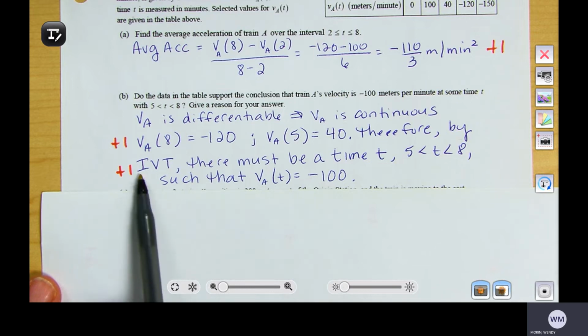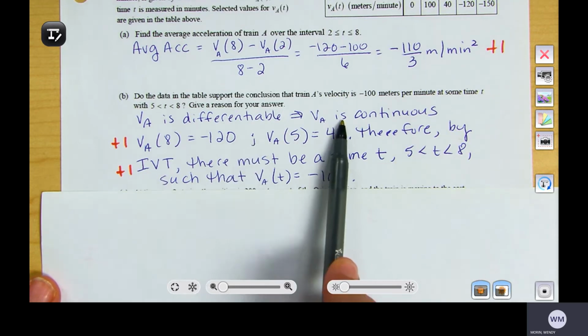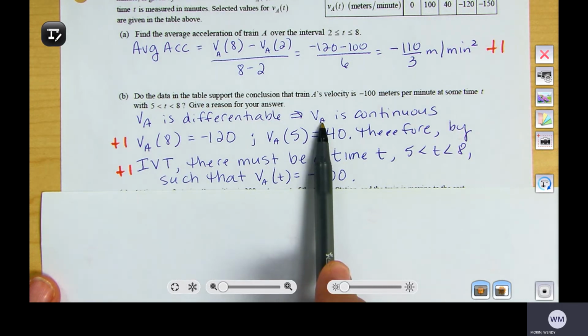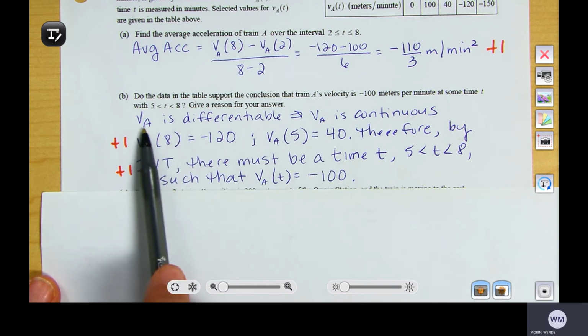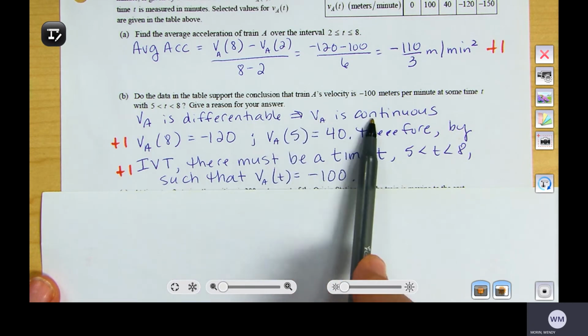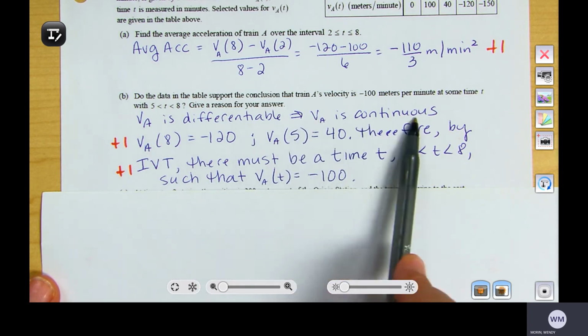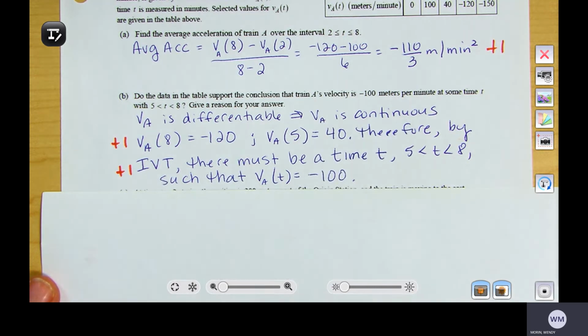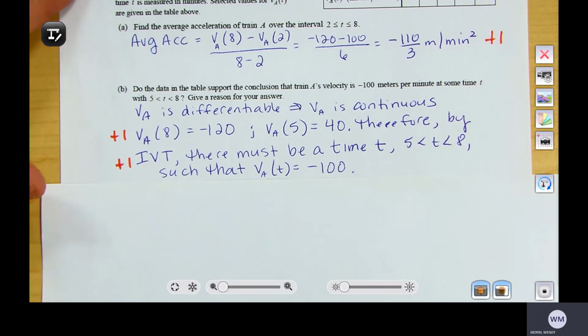In order to use the intermediate value theorem, you need to make sure that the function is continuous. That was one of the conditions of IVT. Now, does it say that V of A is continuous in the given information? No, it does not. So it says V sub A is differentiable, therefore it is continuous. So that's where you get the continuity part from. So this is the condition that needs to be met for IVT. Okay? Going way back on that one.